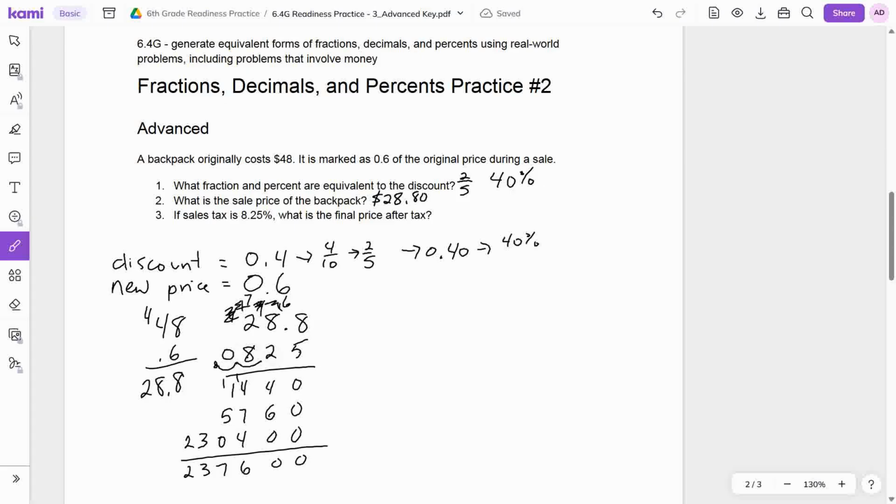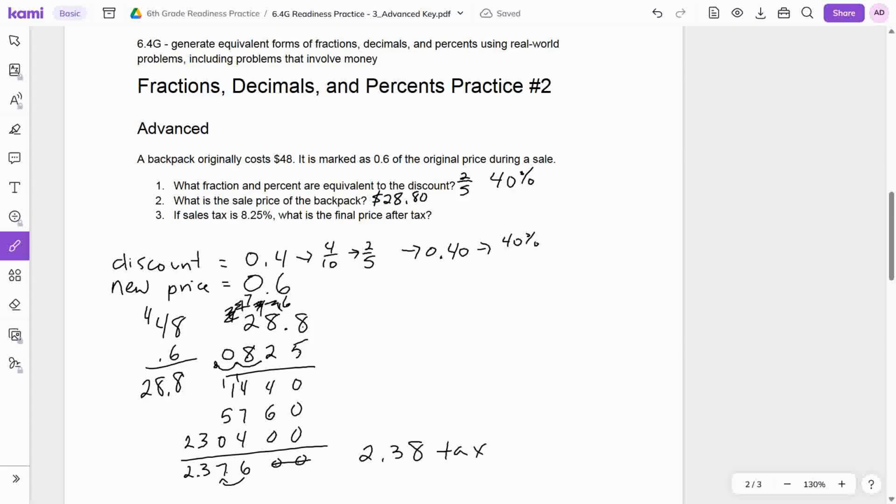I've got 1, 2, 3, 4, 5 digits behind the decimal. All right, so 2.376, we can drop these zeros. This 6 is actually going to round that 7 up, so it's going to be $2.38 for tax.